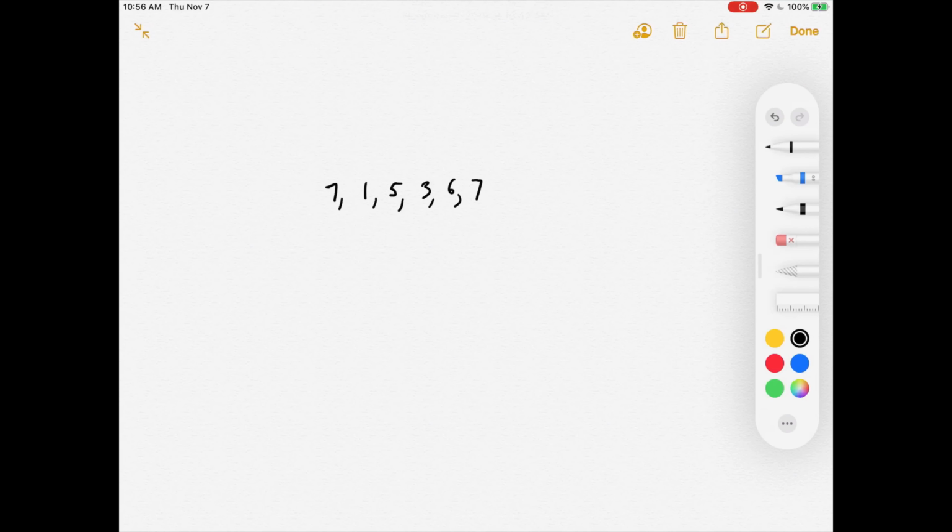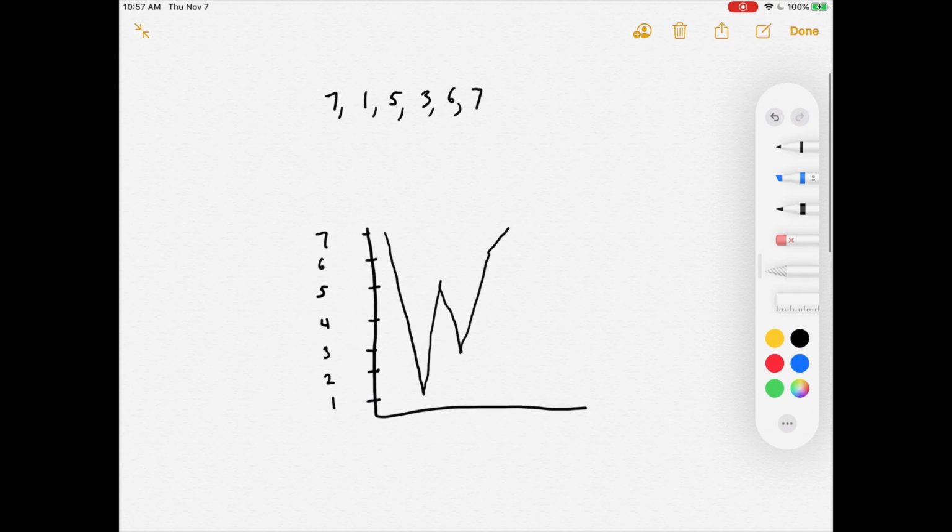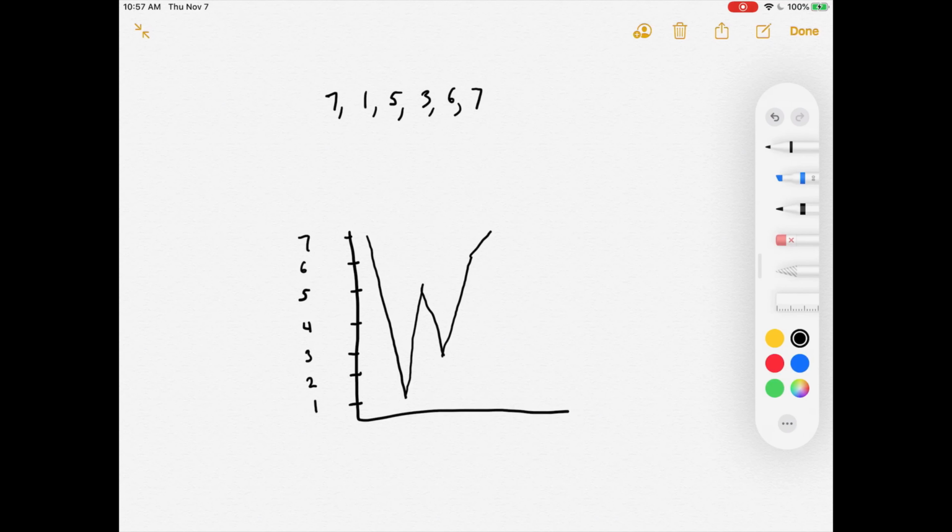Alright, I think the best way to solve this problem is to first look at it as a graph. So here we have a graph of these data points. Let's just look at the first line. Would this line increase our profit? No, because we bought the stock at $7 and sold it at $1. That would give us a $6 loss. How about the next line? Let's say we bought at $1 and sold at $5. Would that give us a profit? Yes, it would. We would get $4 from that.